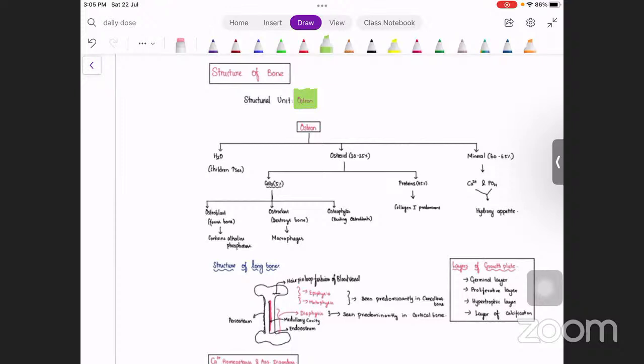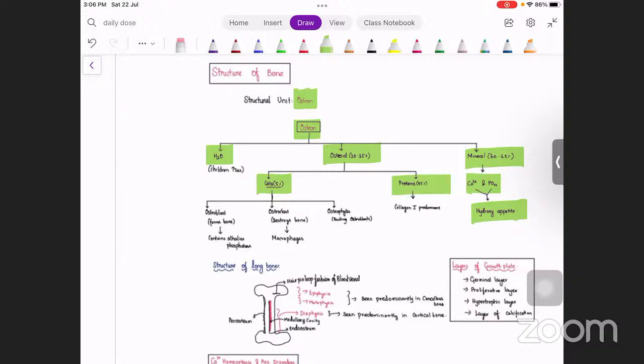Osteon is the structural unit, and each osteon is composed of water, where in children the content of water is more, the osteoid, which is 30 to 35%, and minerals, which is 60 to 65%. And minerals are calcium and phosphate in the form of your hydroxyapatite. And osteoid could be either cells, contributing 5%, and proteins, contributing 30 to 40%.